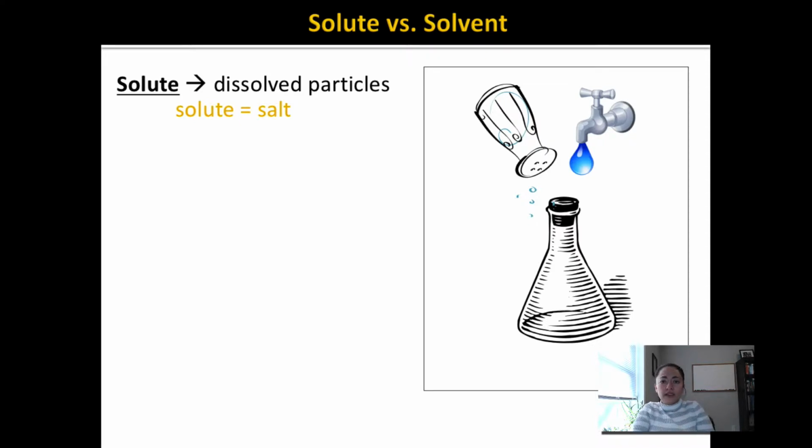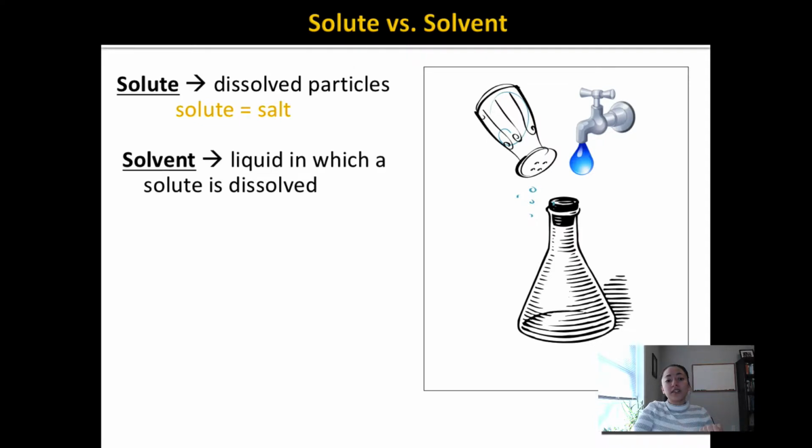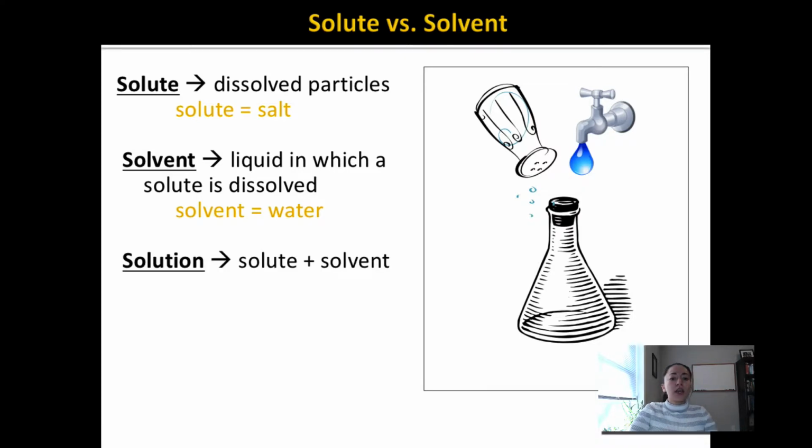The solvent is the liquid that's doing the dissolving. In this case, the solvent is water. So the water is dissolving the salt. The universal solvent in biological systems is water. So water is a very important solvent. It dissolves a lot of the nutrients in our body and so forth. When we talk about the solute and the solvent together, whenever they've mixed, we create a solution.